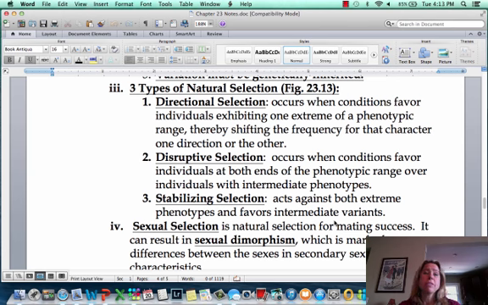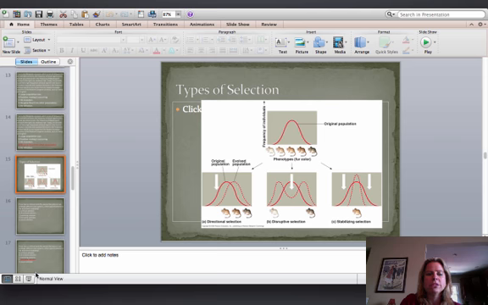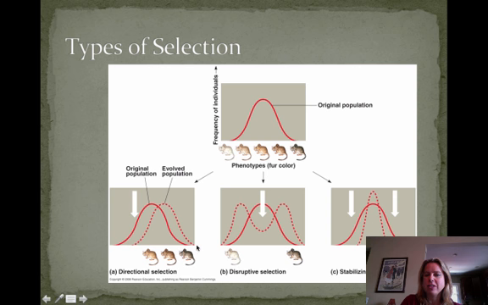So there are going to be three types of selection that we can have. We can have directional, disruptive, and stabilizing. And in my opinion, I think it's easier to show you these in picture form than it is to talk about them. So here are the types of selection that we can have.